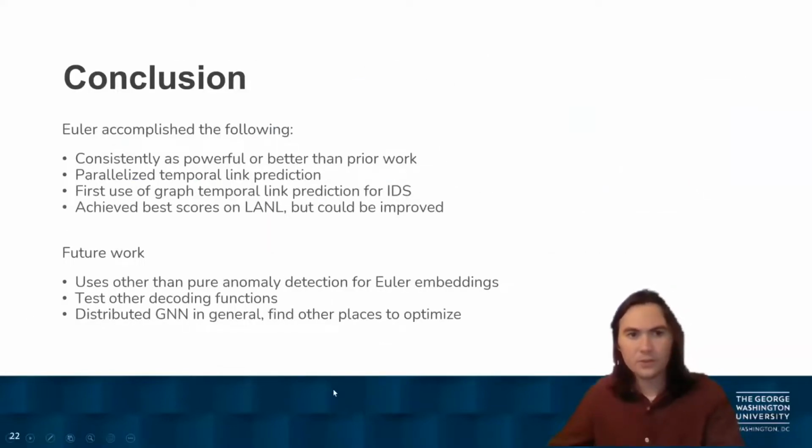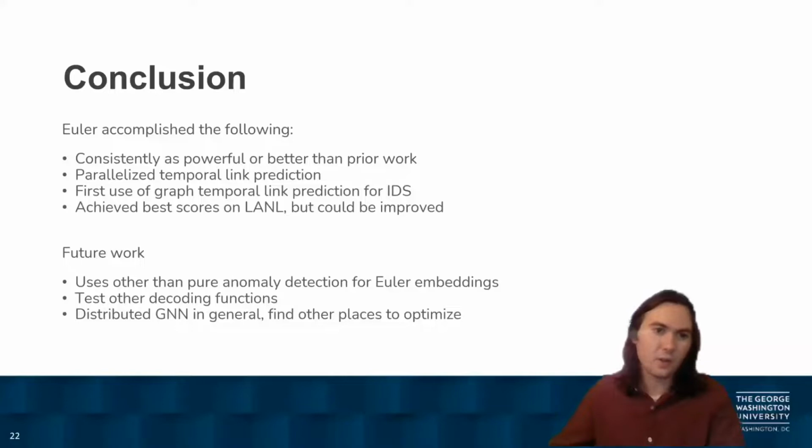So in conclusion, Euler accomplished the following. It was consistently as powerful or better than prior works in the benchmarking tests. We parallelized temporal link prediction. To our knowledge, this is the first use of graph temporal link prediction for an intrusion detection system. And of all the methods we tested on the Lateral dataset, Euler achieved the best scores.